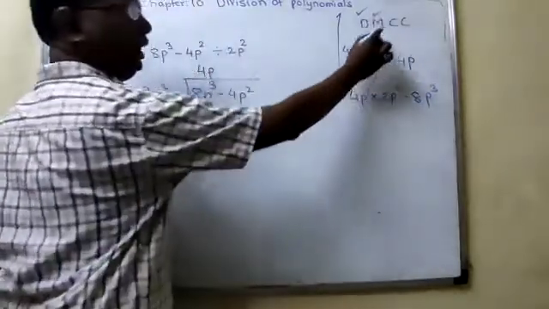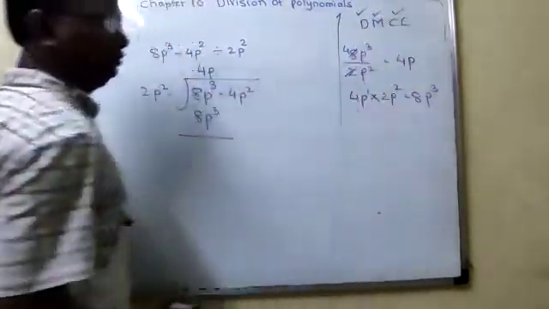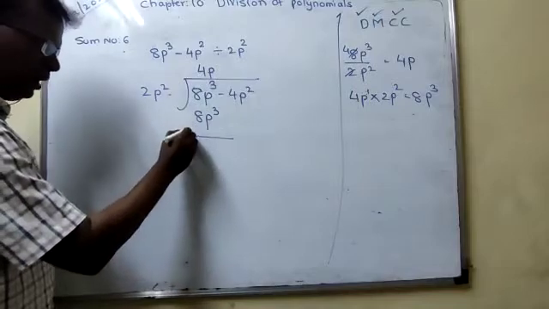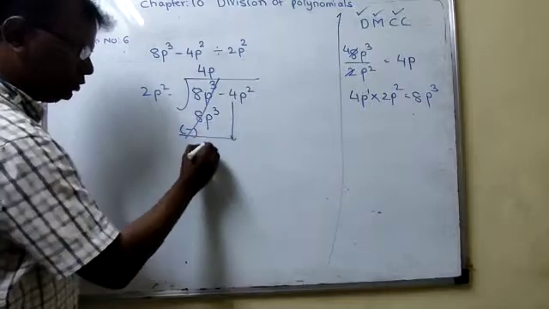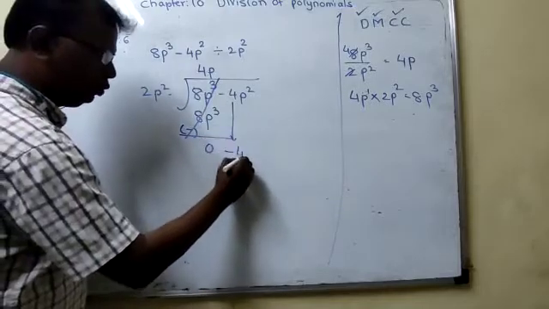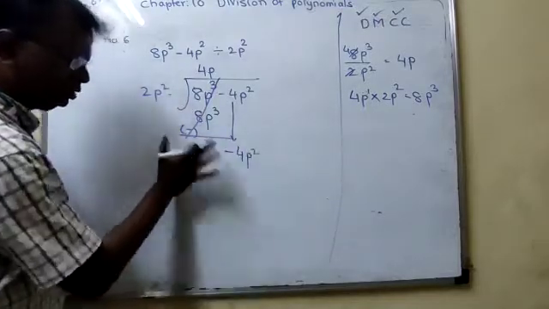Multiplication is done. Next, C stands for change of sign. What is the sign here? Plus, so it will be minus. This will get cancelled. Now write the next term here. This will be 0 minus 4p square. The 0 is of no use here.